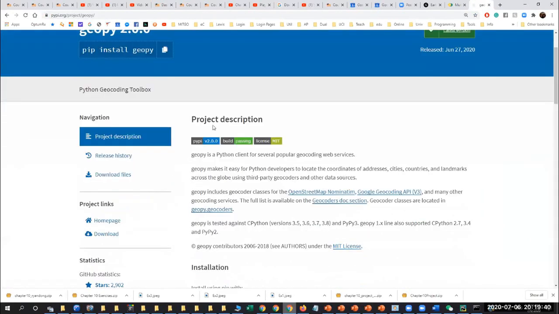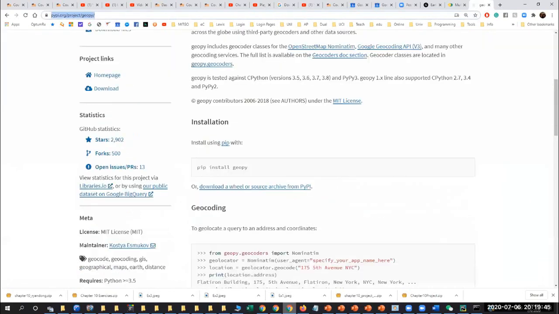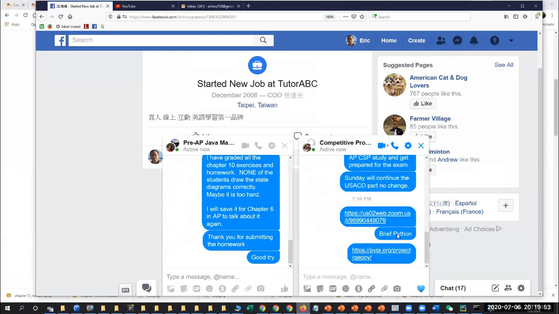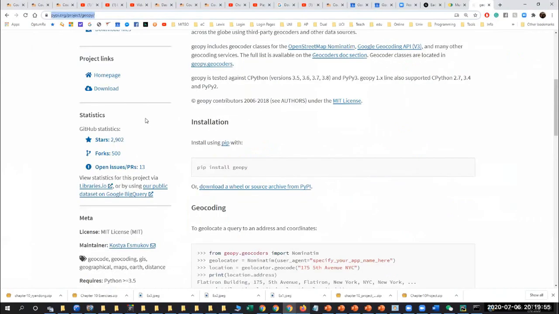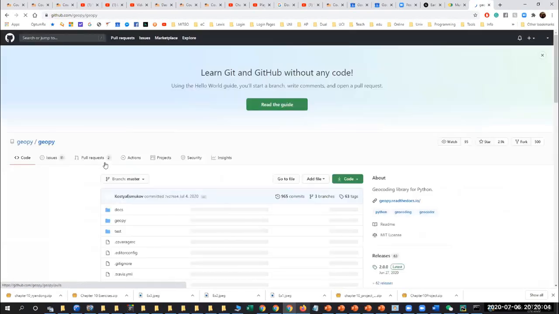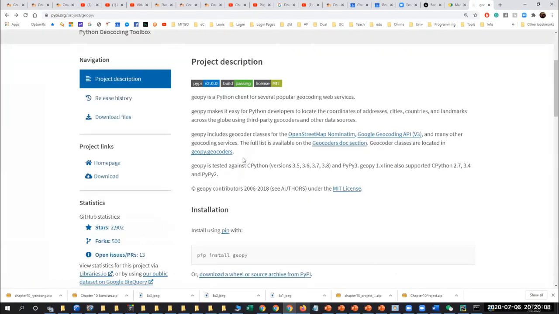So you come to here. Let me copy this one. This one is the installation directory, but let me put it here so you can have a reference of where the install page is. Now, the important thing is that you probably would like to go to the home page. Okay. This one is not the home page.